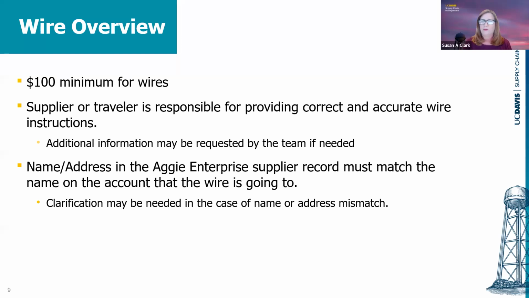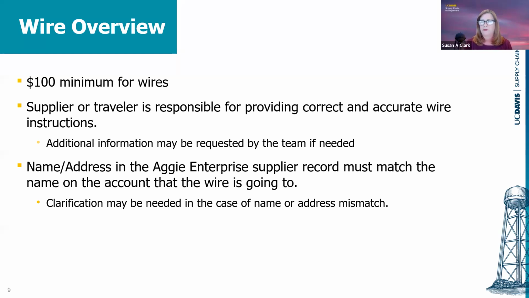There are times when we have wires, and this is probably mostly true for travelers, where we have to reach back out to the department to ask for additional information. Some countries require us to have a business purpose. Some countries require us to have contact information. Not all, but some. And so those are things that we may reach out to you to get. There are also other countries that need additional information, like Mexico, for example. They have a CLABE number that is required. So in addition to the account number, there's some additional required information that we need to get.